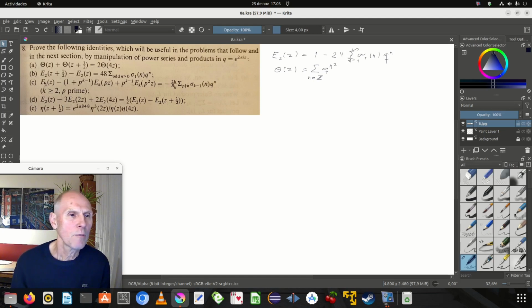This one seems a little more involved. We need to find Q when we have Z equals 1/2, and that's of course minus Q. Yeah, we have had that before. So that should be trivial.